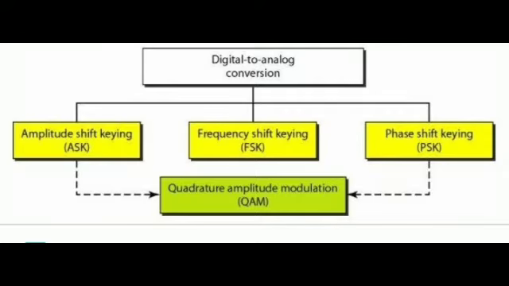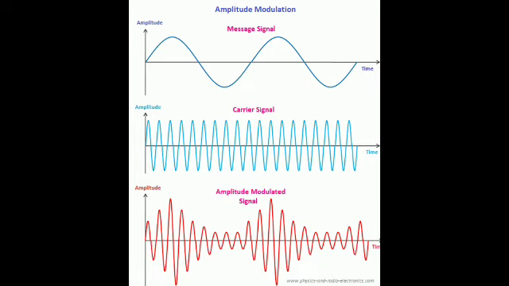There are three types of modulation based on which parameter is modified. They are amplitude modulation, frequency modulation, and phase modulation. Amplitude modulation. If the amplitude of carrier signal is modified in proportion to the instantaneous amplitude of the baseband signal, then it is called amplitude modulation. Here, the frequency and the phase of the carrier signal remain constant.